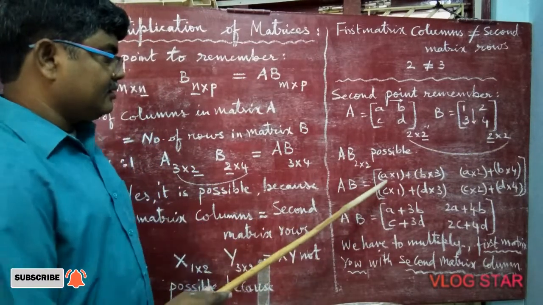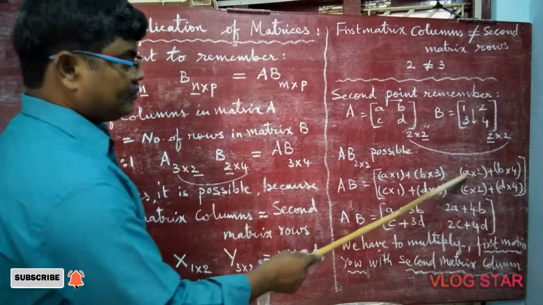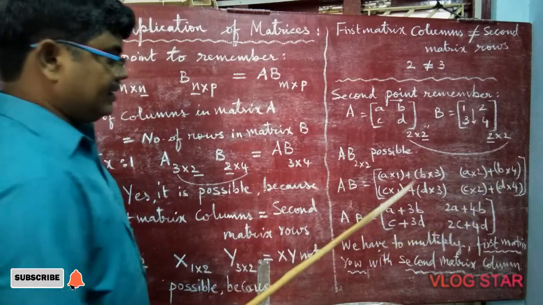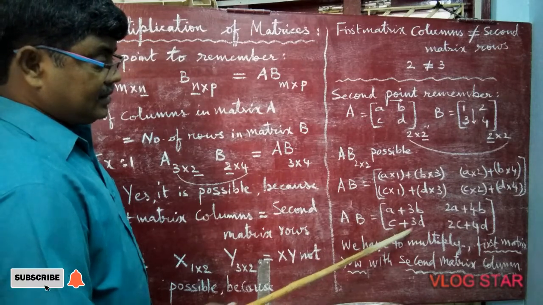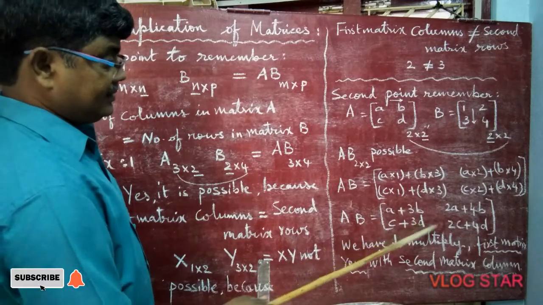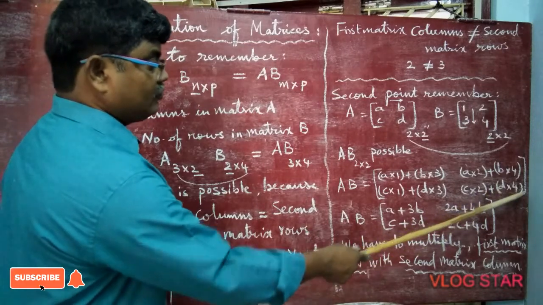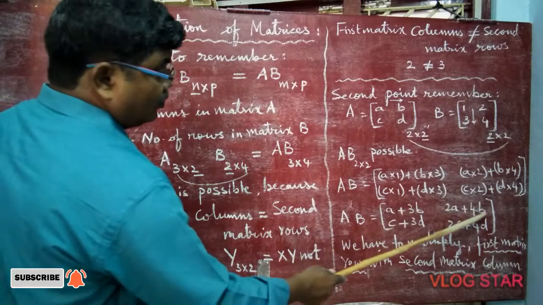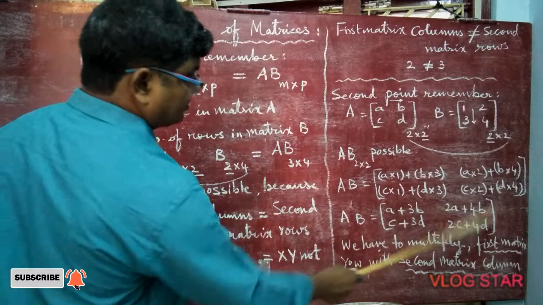Now I am multiplying here. A into 1 is A plus B into 3 is 3B. A into 2 is 2A plus B into 4, 4B. C into 1, C plus, don't forget this plus. D into 3 is 3D. C into 2 is 2C plus D into 4 is 4D. So we got AB. A 2 by 2 matrix we should get. Here also we got 2 rows and 2 columns.